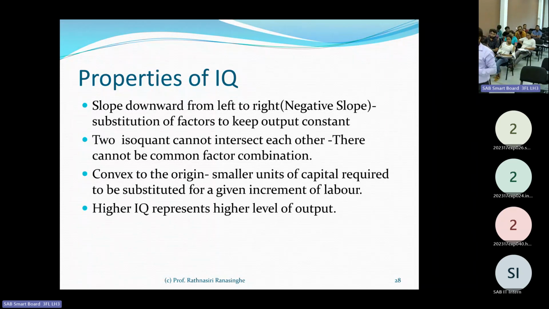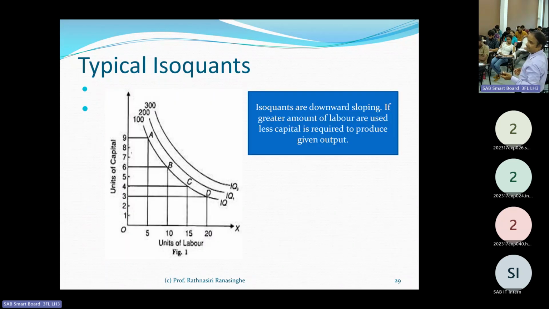Higher isoquants represent higher output levels when you go to the isoquant map. The producer produces a higher output level by combining higher input combinations compared with the previous one. So those are the general properties of the isoquant, like we discussed in the indifference analysis. Now here you see.